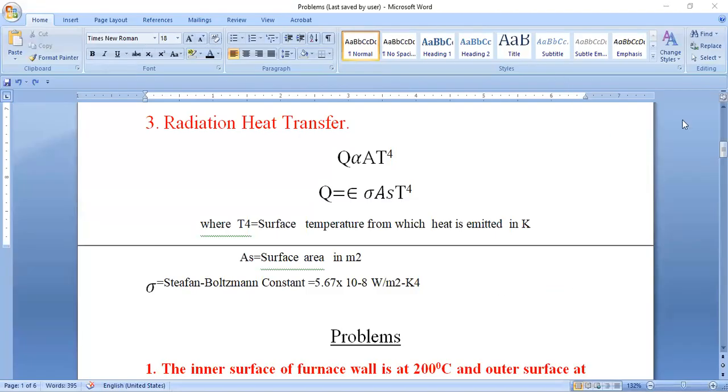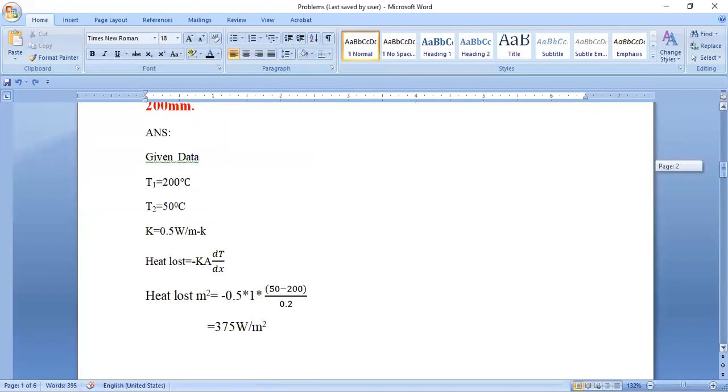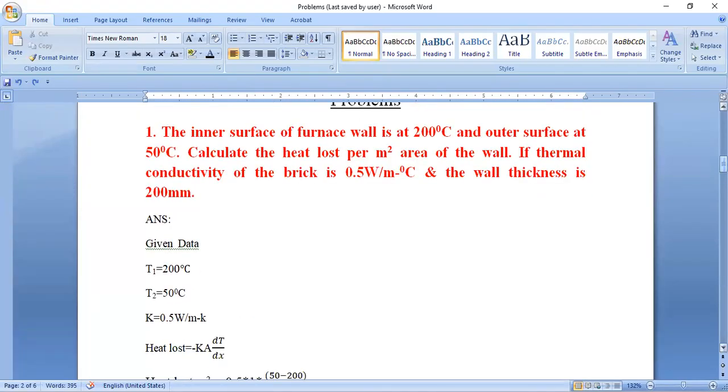Next, I will move to problems on heat conduction. Look at here: the inner surface of the furnace wall is at 200 degrees Celsius and the outer surface at 50 degrees Celsius. Calculate the heat loss per meter square area of the wall, if the thermal conductivity of the brick is 0.5 watt per meter degree Celsius and the wall thickness is 200 mm. All the values are given data: T1 is 200 degrees Celsius, T2 is 50 degrees Celsius, and K is 0.5 watt per meter degree Celsius.